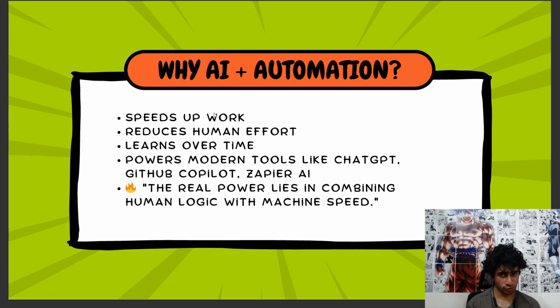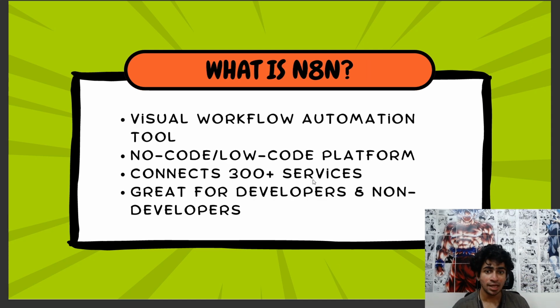So why AI plus automation? You already know it will speed up the work, it will reduce human effort, it will learn over time, it powers modern tools. Basically, the real power lies in combining human logic with machine speed so that you can do more with less. Now, the final thing is what is N8N? The main topic for today, the crash course for N8N. N8N is a visual workflow tool which does not require any coding, a low code platform.